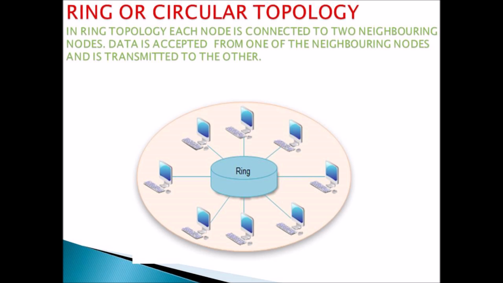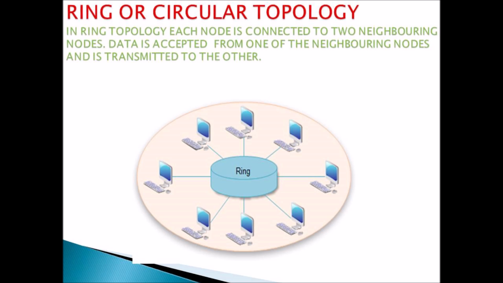Data is accepted from one of the neighboring nodes and is transmitted to the other. So from one device, the data is transferred to the middle device, and the middle device will transfer the same data to the next device, like passing on a relay. Thus data travels in one direction only.